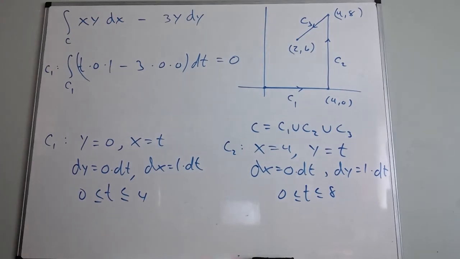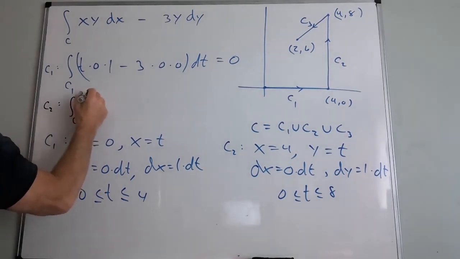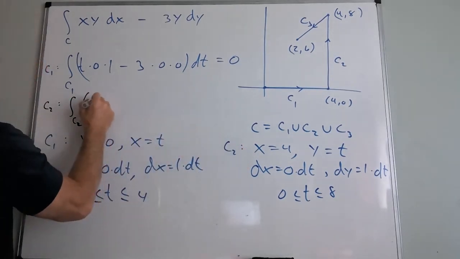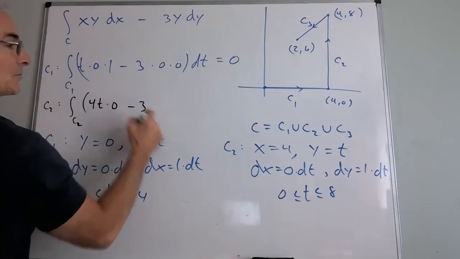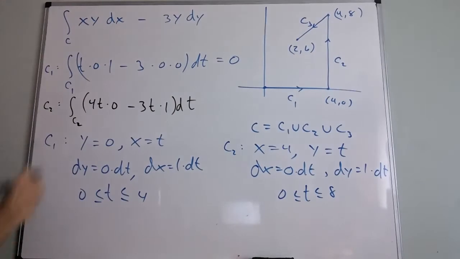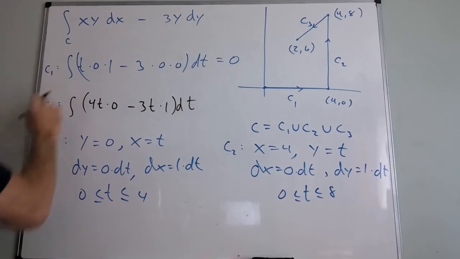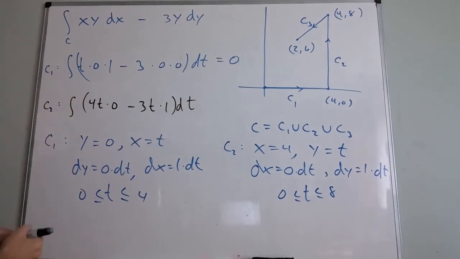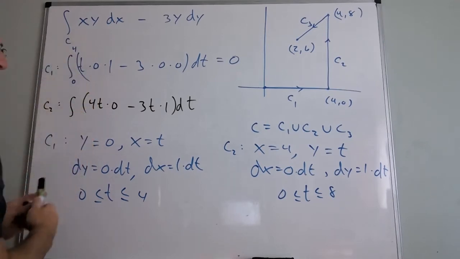Okay, so for my second integral, I'll use a different color here. So now my second integral is 4t, oh, but that was 0 to t, minus 3t times 1 dt. And oh, I'm sorry, I forgot to put the limits on the first one. My bad. The limits on the first one should have just been 0 to 4 because we already did this. So these limits are 0 to 8.